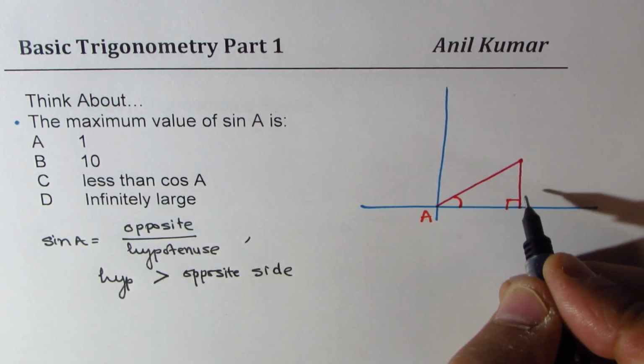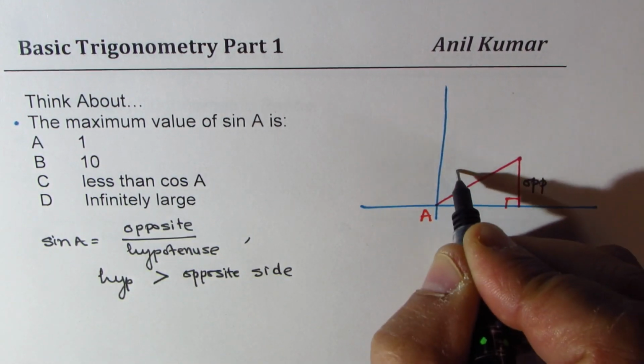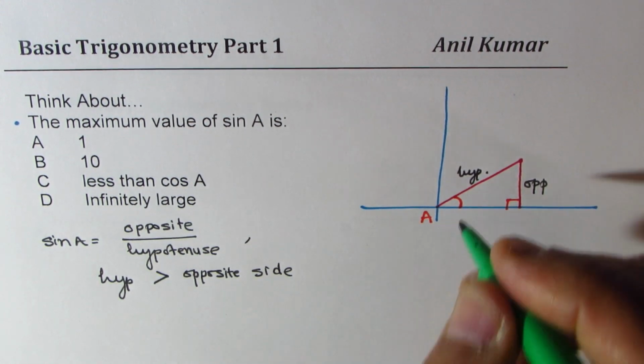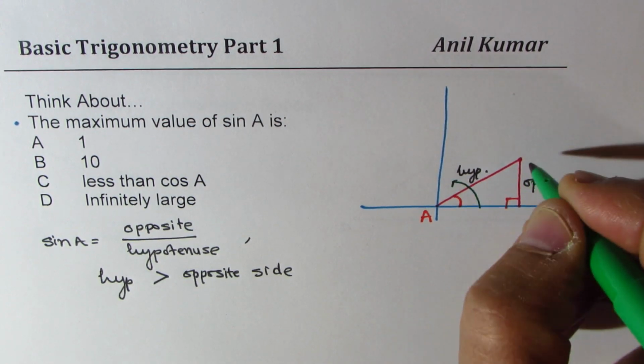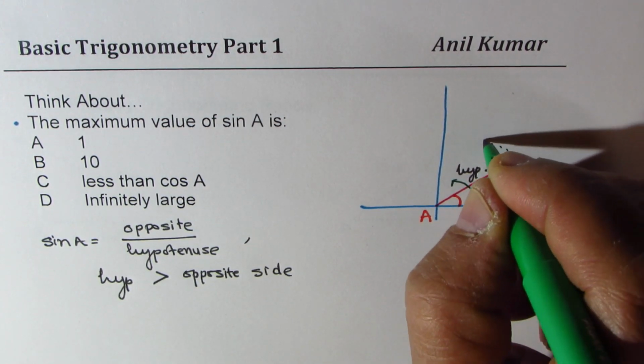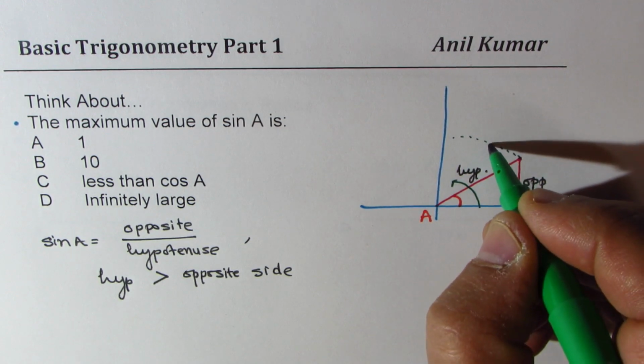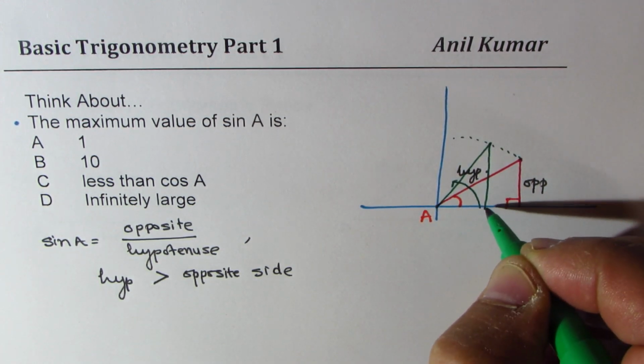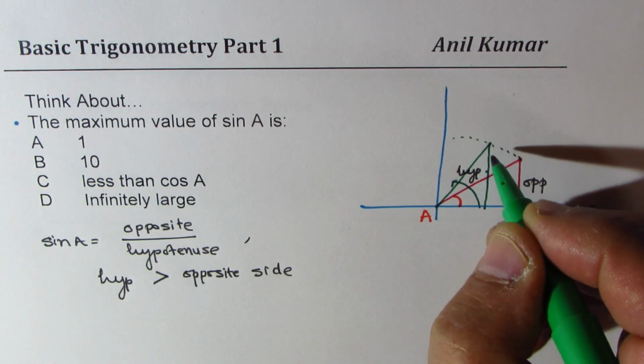Right? So this is the opposite side and that is the hypotenuse. However, there could be a situation when I increase this angle, right? So if I increase this angle, for example, let's say like this, then forming different triangles, what we notice is that the length of the opposite side increases, right?